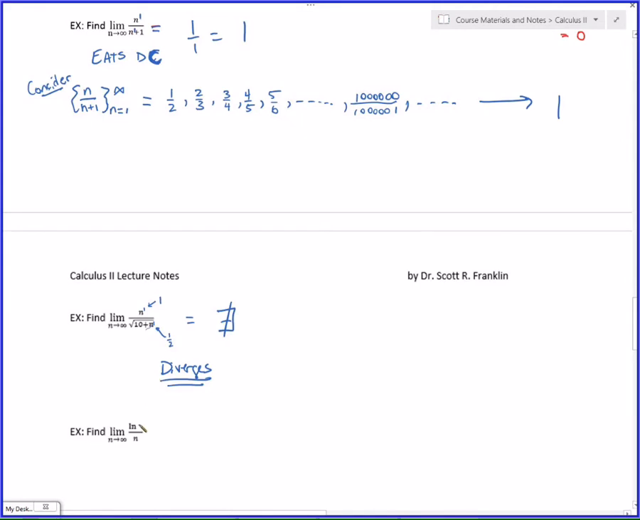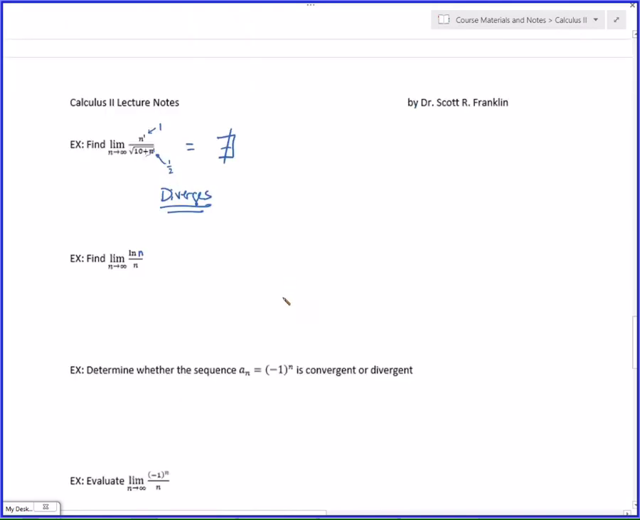This should be log of n over n. Okay, so this one, bigger on bottom, does not apply because of the log. So what I'm going to do, well, first let's think this through. What happens if I plug in larger and larger n? Let's just think about it on top. What happens on top?